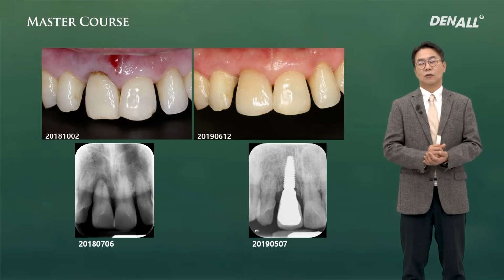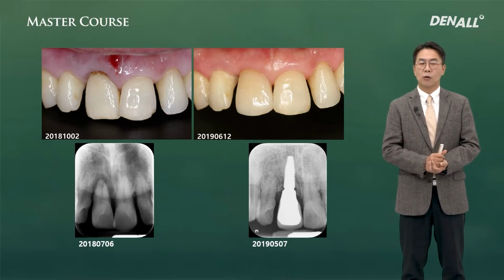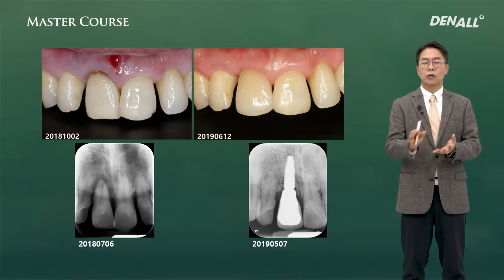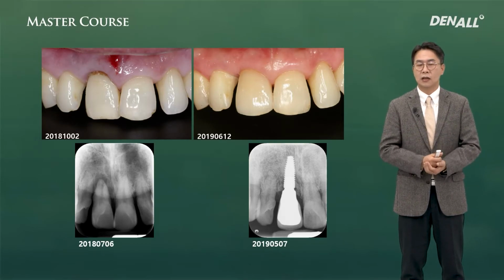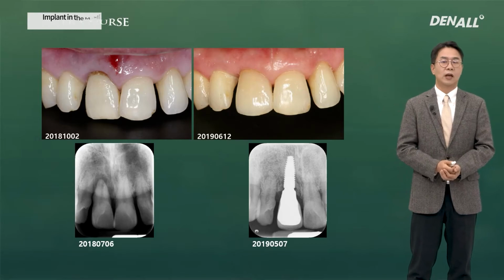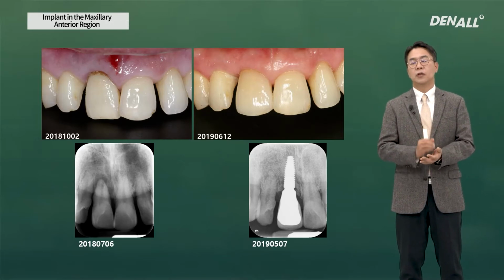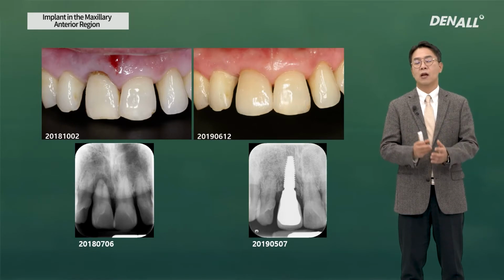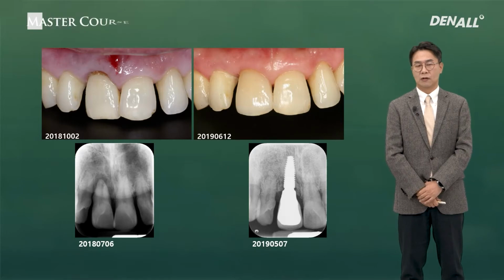Or I can place the implant immediately and the deficiencies can be addressed with the immediate bone graft and soft tissue graft. All of this should be considered before the treatment to achieve a pretty good outcome. What do you think about this case?